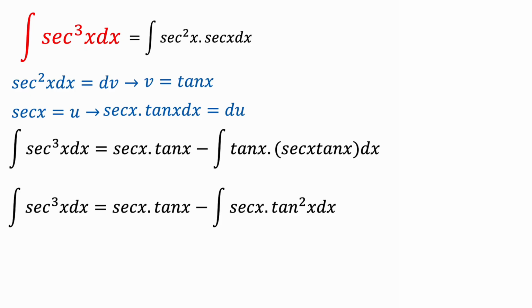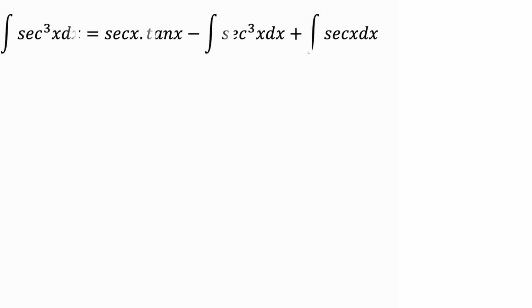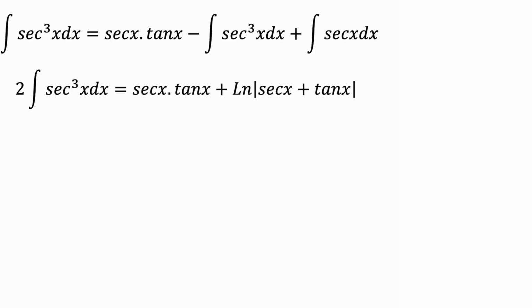Now we need to calculate the integral of secant tangent squared. What does tangent squared become? It becomes secant squared minus 1. So instead of tangent squared, I'll write secant squared minus 1. And I also have a minus integral of secant cubed on the right side. Now, if I move that term to the other side, what do we get? We get 2 times the integral of secant cubed, which is exactly what we were looking for. It becomes equal to secant tangent plus the integral of secant.